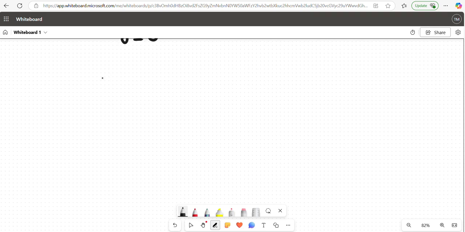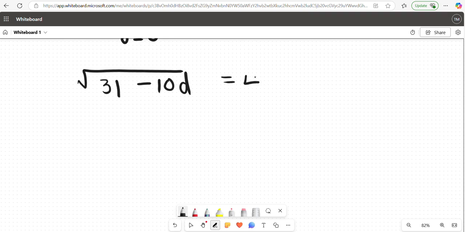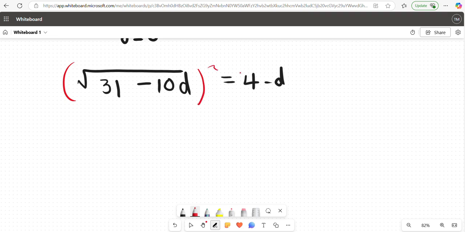So let's take the square root of 31 minus 10d, and this is all equal to 4 minus a d. So how do you solve these? These are already separated for us. All that we need to start by doing is to square on both sides. So you square the root on this side and you square the expression that you see on the left hand side. And if you square a root, you just get the stuff underneath the root.